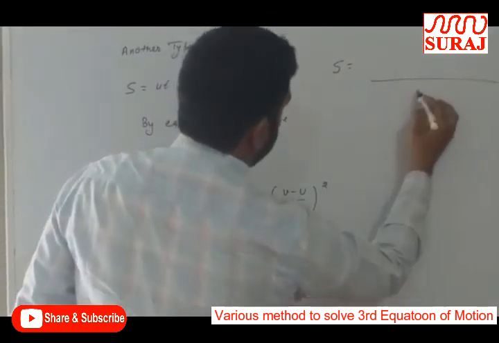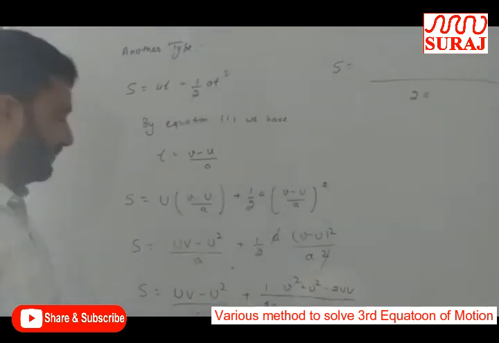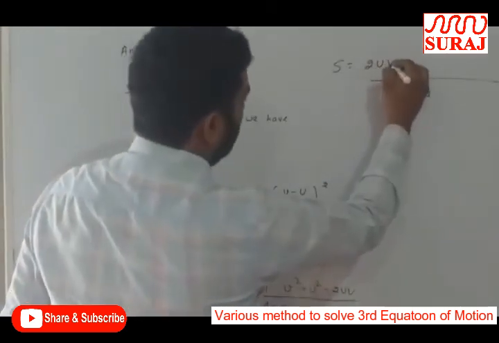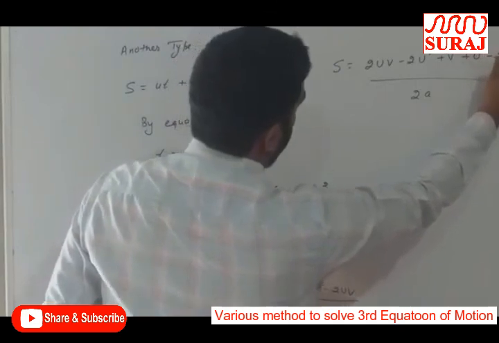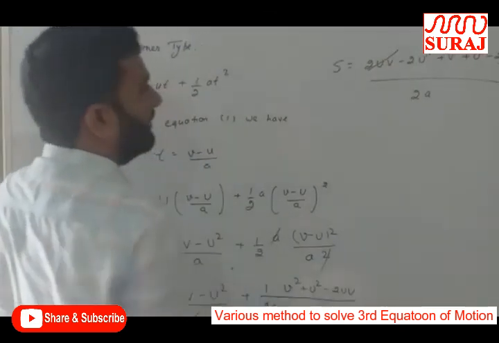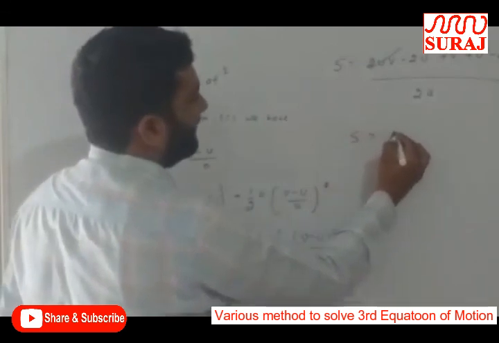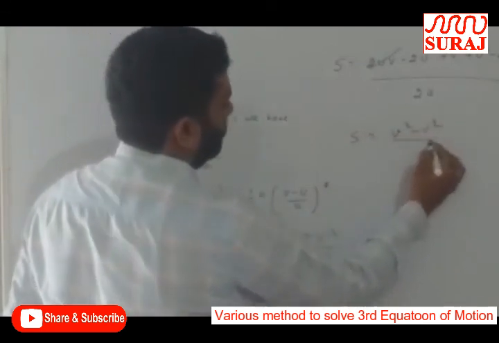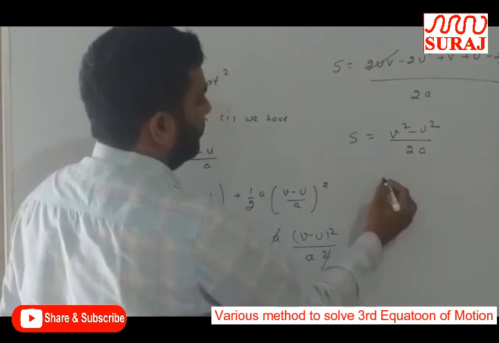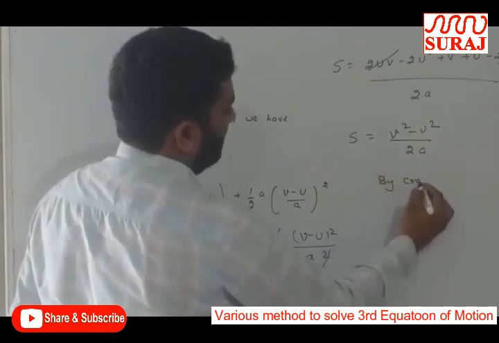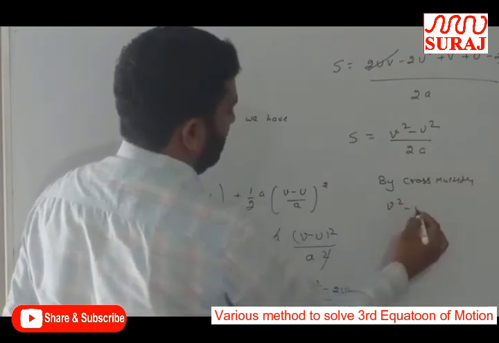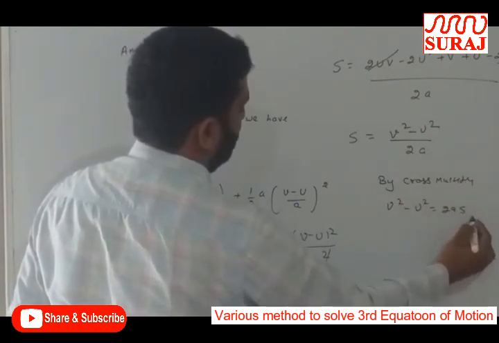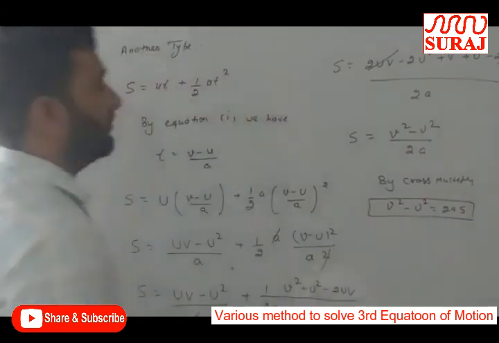Now s is equal to, LCM is 2a. Then 2uv minus 2u square plus v square plus u square minus 2uv. Minus 2uv and minus 2uv cancel, then s is equal to (v square minus u square) upon 2a. So by cross multiply we have v square minus u square is equal to 2as. This is the third equation of motion.